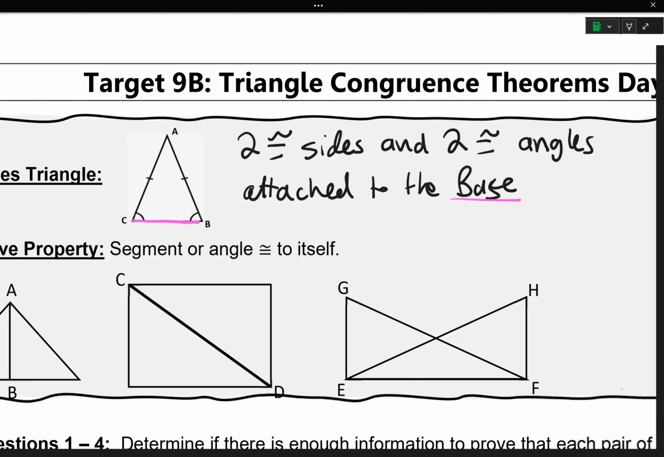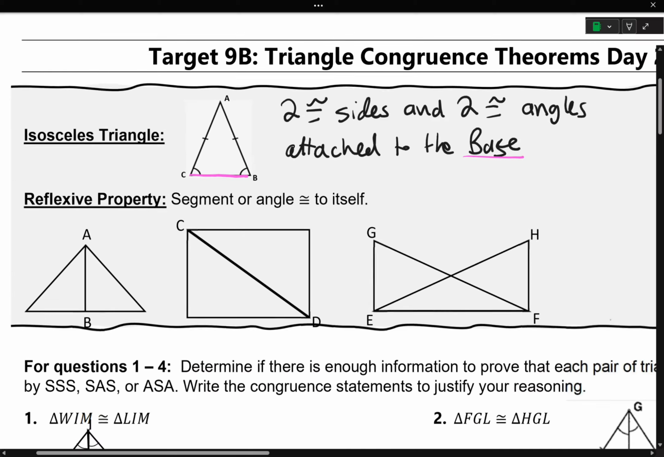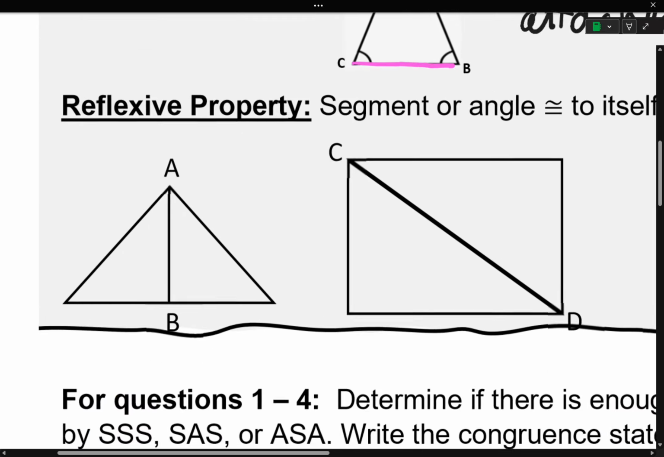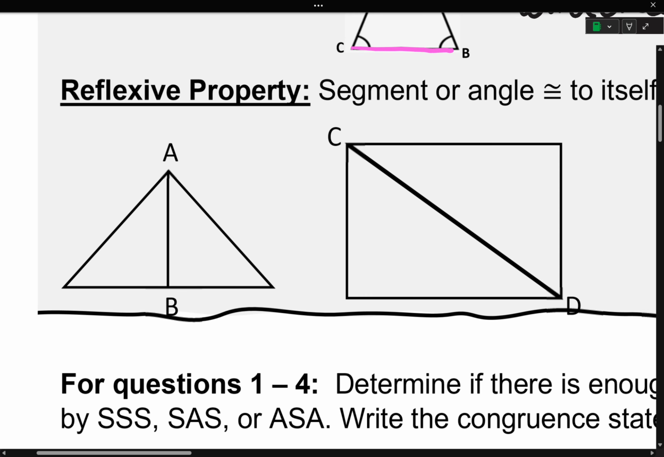congruent. I'd also like to tell you about the reflexive property today. This happens when a segment or angle is congruent to itself. This always happens when triangles share angles or sides. For example, in this triangle and this triangle, they both share side AB.